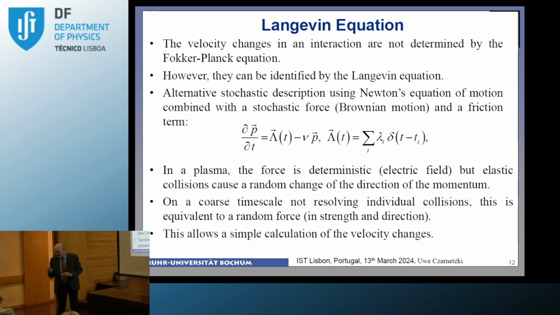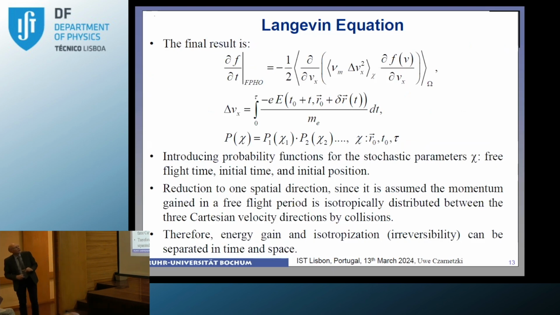And then we get a very simple concept for getting our velocity changes, because what we have to do is just integrate the equation of motion for our particles over a certain time. This is a certain free flight time. This free flight time is, of course, a stochastic parameter. And there might be other stochastic parameters, like the initial position of a particle or the initial time of a particle and so on. And then here in our Fokker-Planck equation, we have to average over these probability functions.